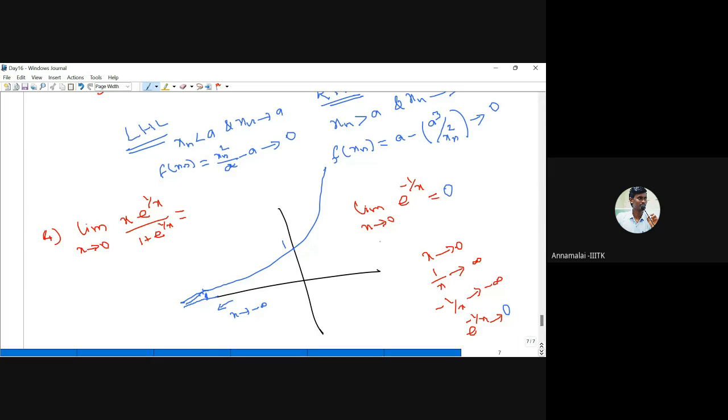Now apply this and solve it. What is the idea? You can take e power 1 by x out from the denominator. We have 1 plus 1 by e power 1 by x, that is, e power minus 1 by x. So we can cancel this, and we have x by this. The limit of the numerator divided by the limit of the denominator: the limit of the denominator is 1, but the limit of the numerator is 0. Therefore 0 by 1 gives 0. Okay.